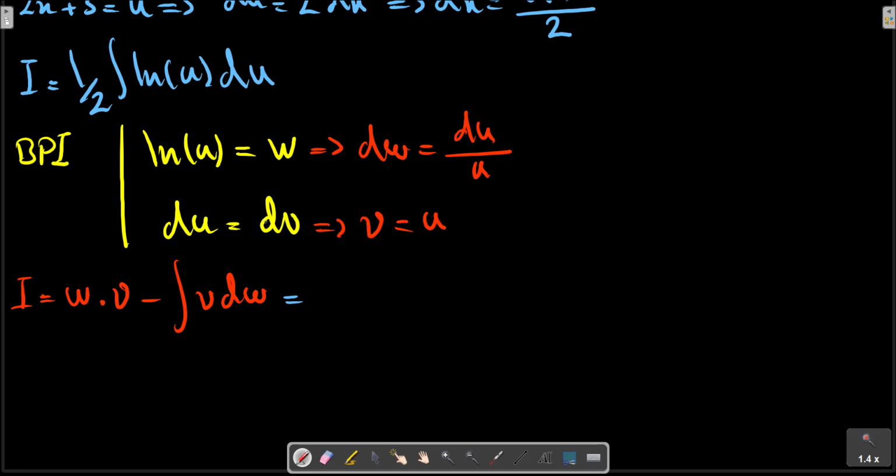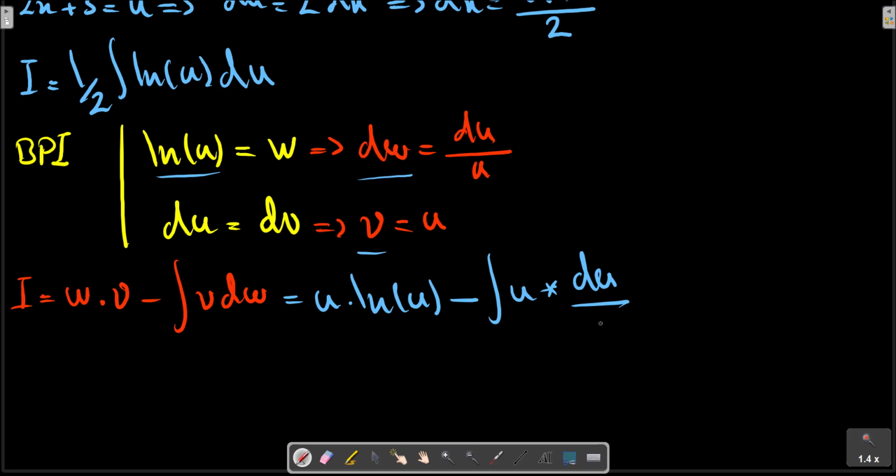W is ln u multiplied by u, that is u multiplied by ln u, minus the integral of v equals u multiplied by dw, u multiplied by du on u, which is equal to 1. And our result is u ln u minus u, which is 1, plus c.